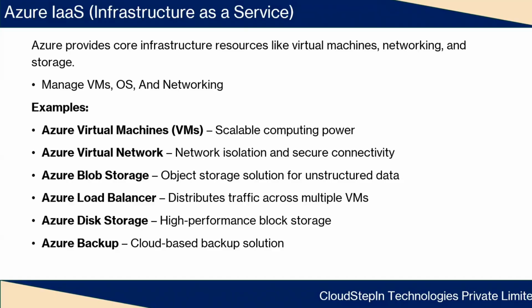Next, Azure Virtual Network. This enables network-level isolation, secure connectivity between Azure resources, and even connectivity to on-premises networks through VPNs. Azure Blob Storage is used to store unstructured data such as documents, images, and backups. It is highly scalable and cost efficient.